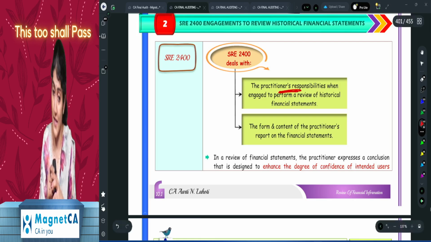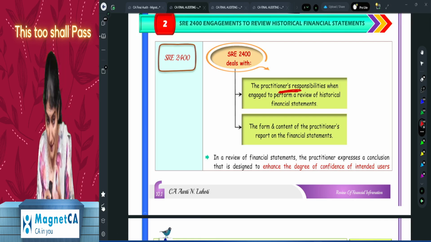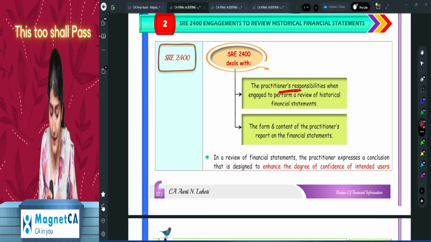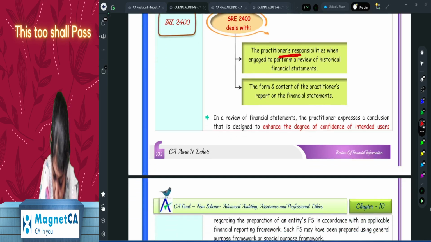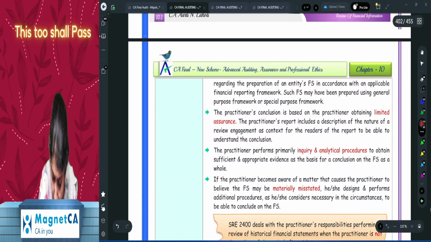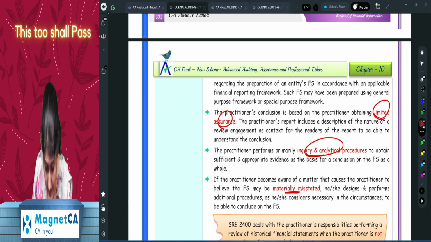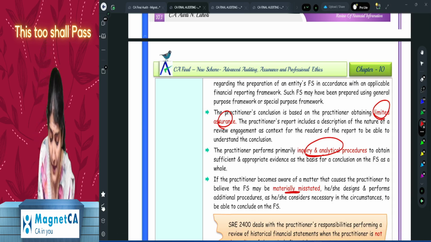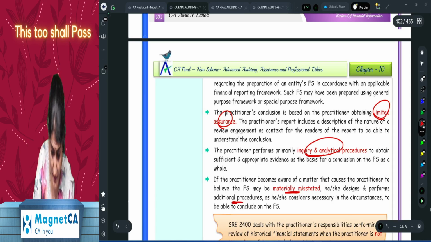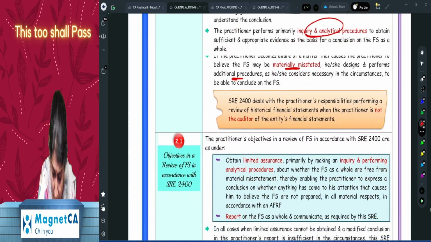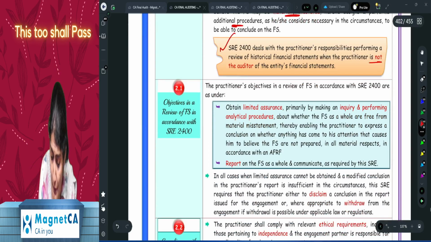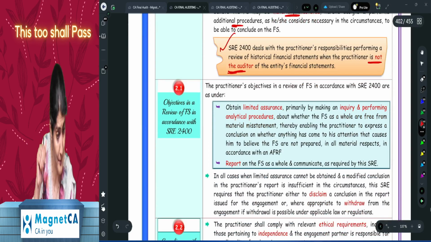Practitioner's responsibility. Why practitioner? Because he is not the auditor of the entity, the person who is doing the review. So, to enhance the degree of confidence of the intended users, what type of assurance? Limited assurance, mainly inquiry and analytical procedures. And again, what does it say? If the information may be materially misstated, he may perform additional procedures, right? We'll come to those additional procedures also. What is 2400? When he is not the auditor of the entity.